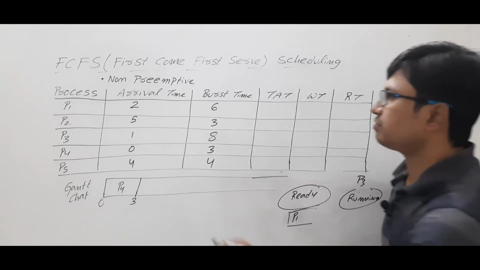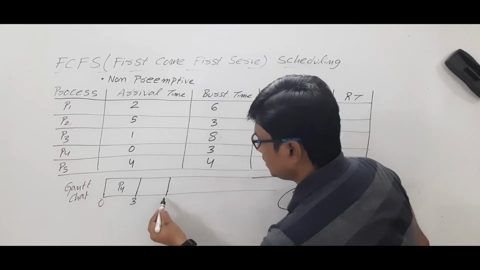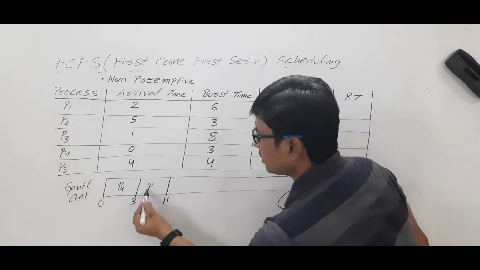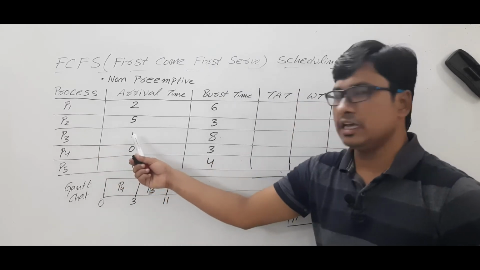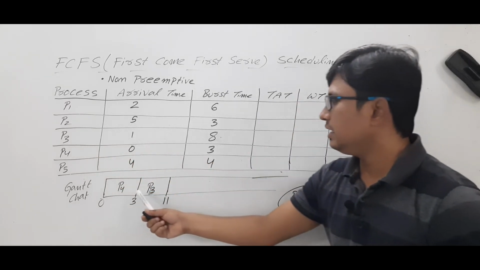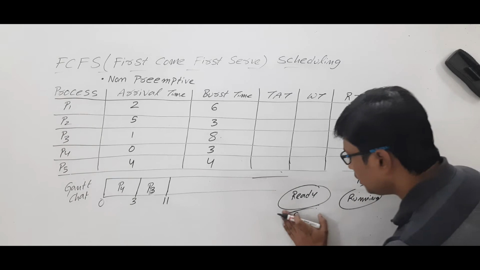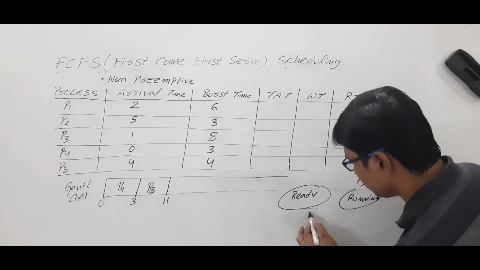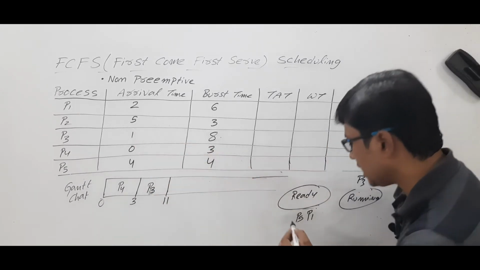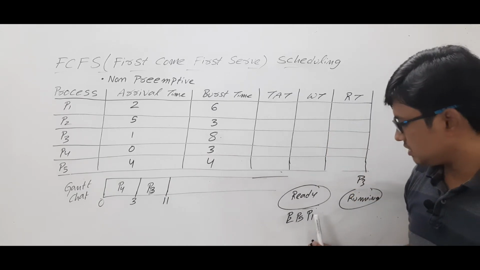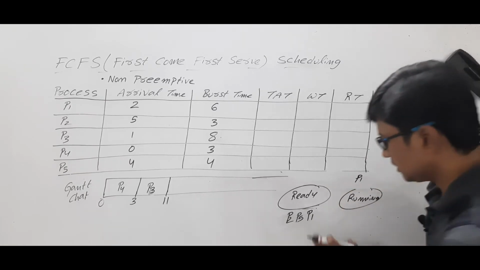And how much time does it need? 8 units of time to complete its task. So from 3 to 11, process P3, which has arrived first, has been shifted to the running state because it needs 8 units of burst time, so it will complete its task. Now, during that time, process P1 is already waiting, then P5 has arrived, then P2 has arrived. So now which one has arrived first? P1 has arrived first.